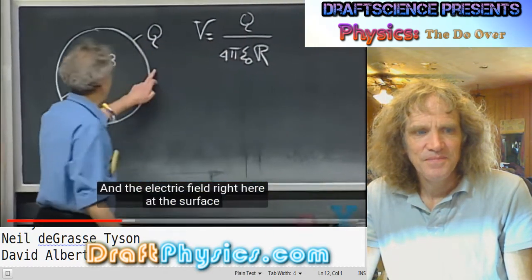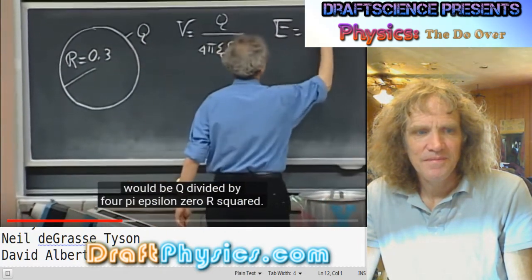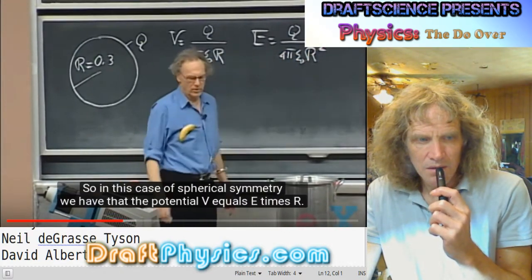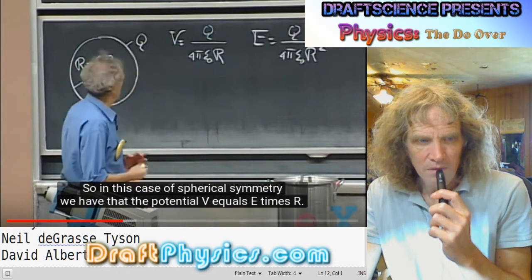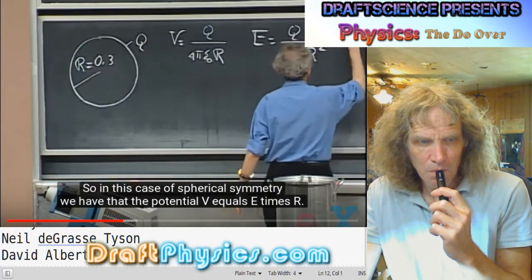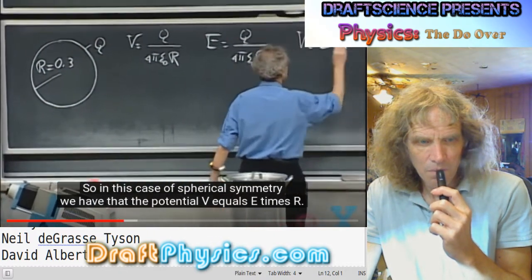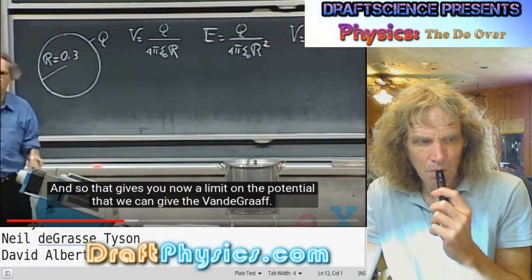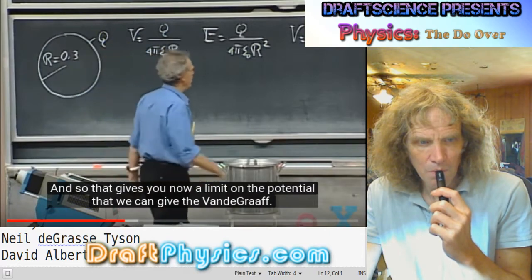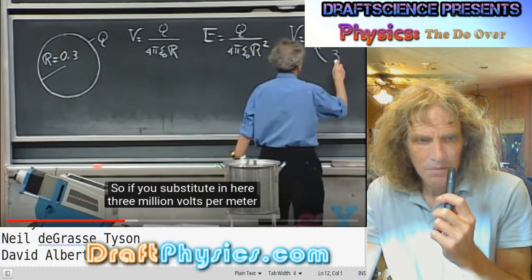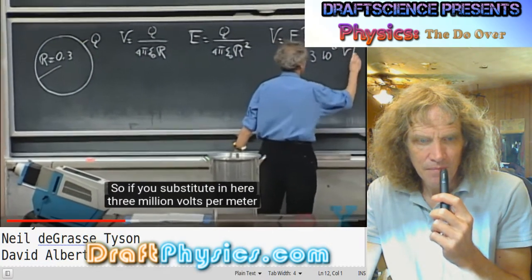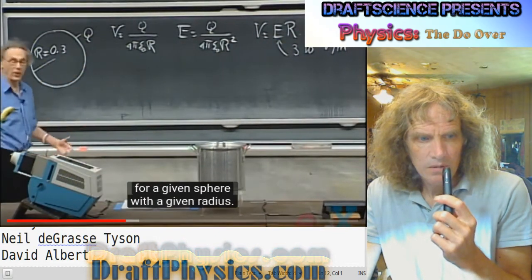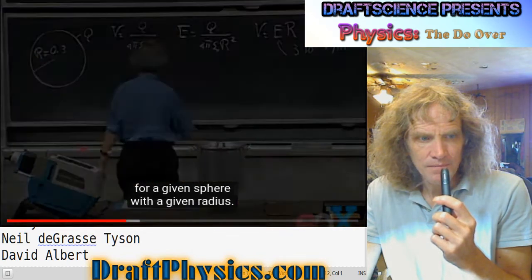And the electric field right here at the surface would be Q divided by 4 pi epsilon 0 r squared. So in this case of spherical symmetry, we have that the potential V equals E times R. But we know that E cannot exceed 3 million volts per meter. And so that gives you now a limit on the potential that we can give it. So if you substitute in here 3 million volts per meter, you can calculate what potential you can maximally reach for a given sphere with a given radius.